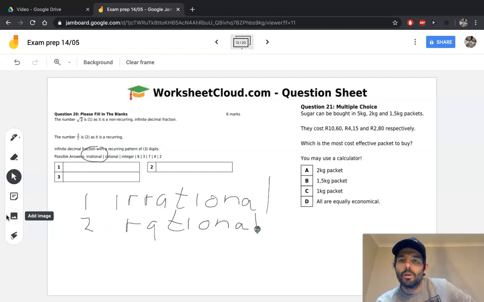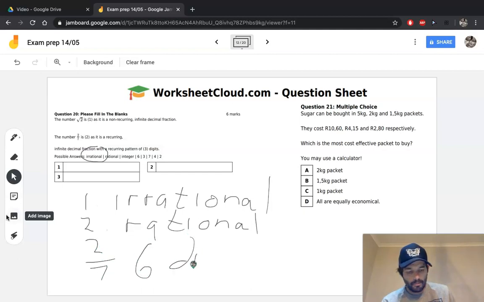And then question number 3, infinite decimal fraction with a reoccurring pattern of 6 digits. Okay, so 2 over 7, if you go work it out on a calculator, will have a repeat of 6 digits. Okay, that's just a little bit of theory that you need to know regarding rational and irrational numbers.